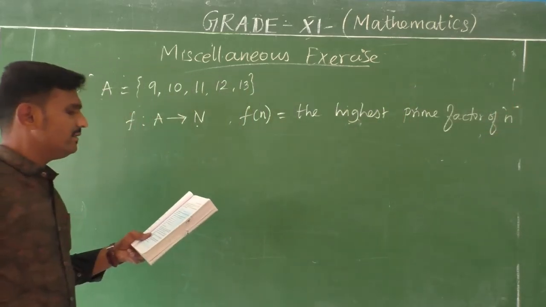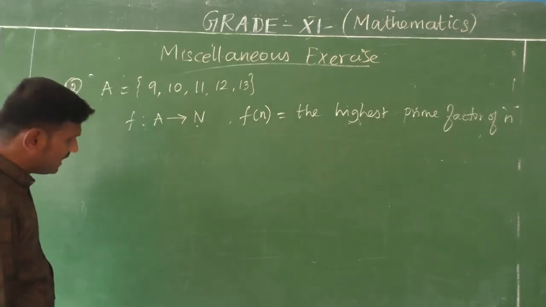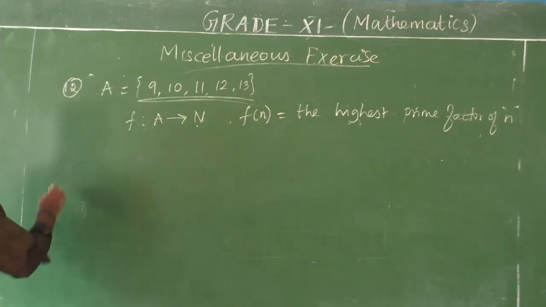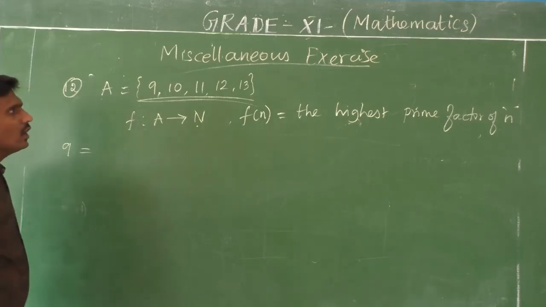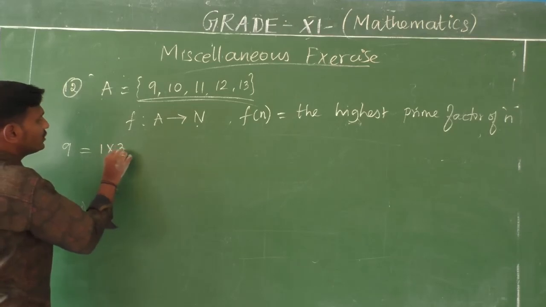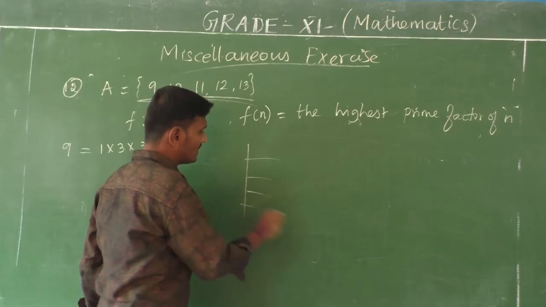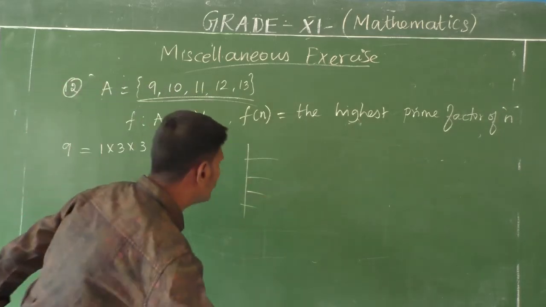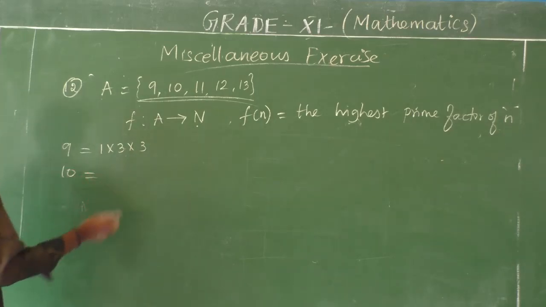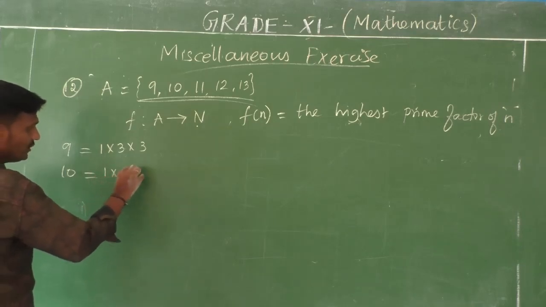Now listen. Find the range of f. So first we have to mention the elements of the range, so we should mention all the elements of the set A. First I am taking 9. What are the prime factors of 9? 1 into 3 into 3. Prime factorization, you know, you are studying in the 10th syllabus. So based on this you have to take the prime factors. And 10. What are the prime factors of 10?